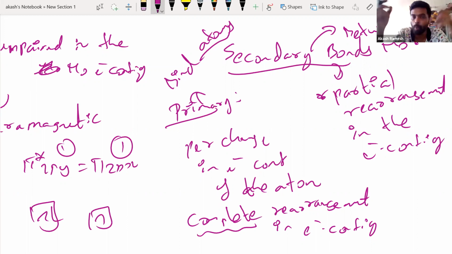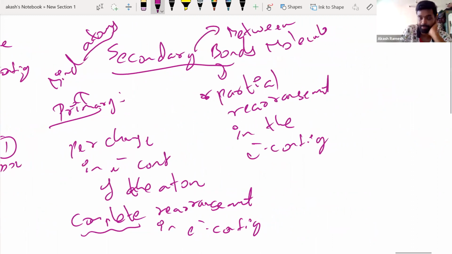Right? It cannot be just one type of secondary bond which will answer everything. There should be different types, just as we have covalent bond, coordinate bond, ionic bond, depending on the conditions. Here also, depending on the conditions, I can have different types of secondary bonds. Now, what are the things? We'll first list it out.